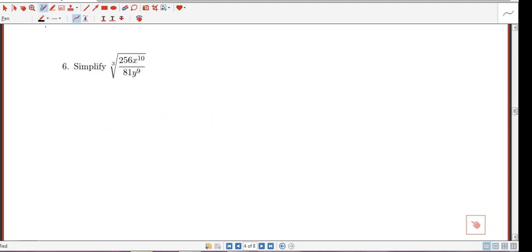Okay, so the next problem, number 6, simplify that. Nasty looking. All right, we got this. So first, 256 over 81. I don't think 81's going to go into 256 nicely. So what I'm going to do is break it off. And cube root of 81, y to the 9th. Okay, now we got some work to do.